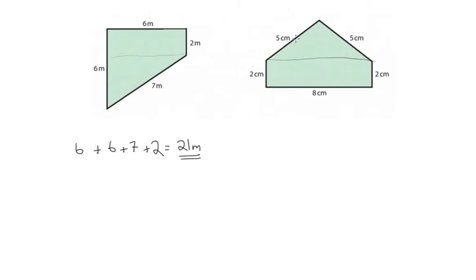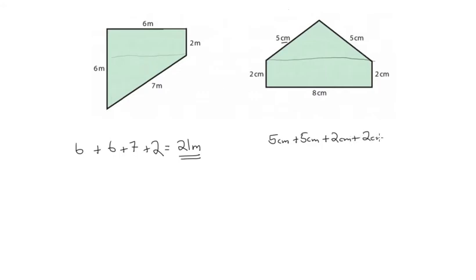And this one here, again, they've given us the length of all the sides. So we just have to add it together. So 5 centimeters, cm means centimeters, plus another 5 centimeters. Now I'm just writing down the centimeters here, but you don't have to. You only have to write it in your answer.